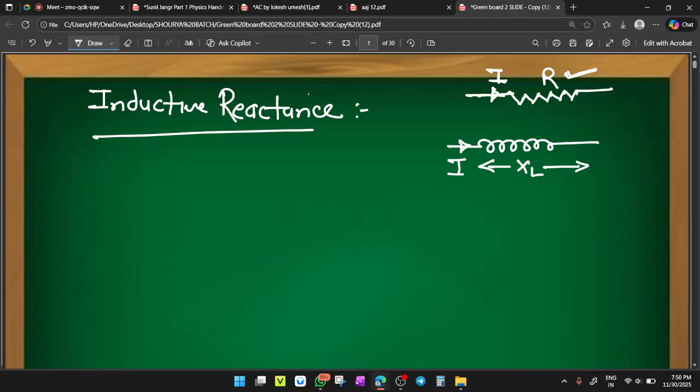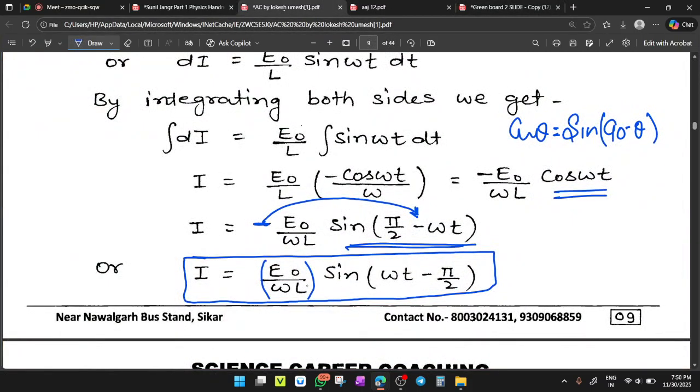Resistance is independent of the frequency of the current, but here the inductive reactance is dependent on the frequency of the current. So it works only on AC. So the value of XL equals omega L. Remember, and the unit will be the same. The unit of resistance equals ohm. Here the unit of reactance is also ohm. Omega L, ohm. Fine. Okay. So XL equals omega L. So this is reactance.